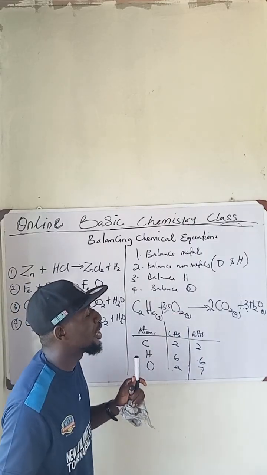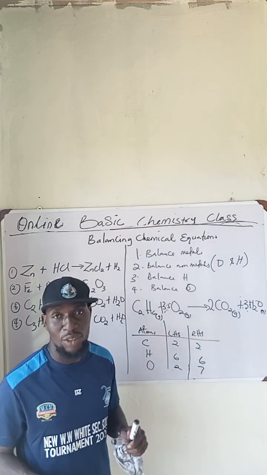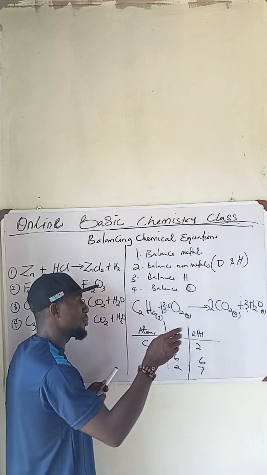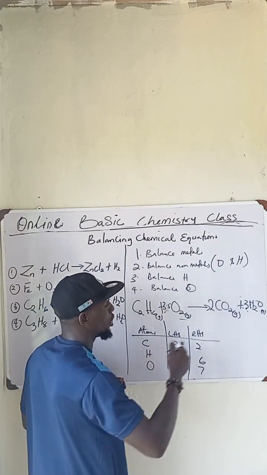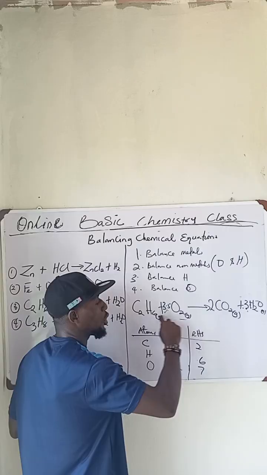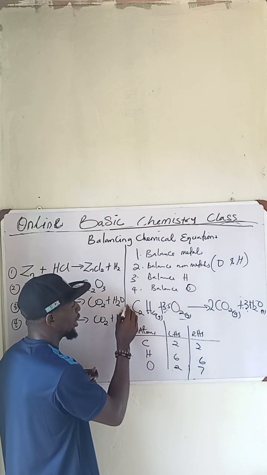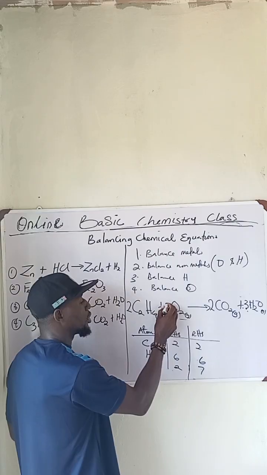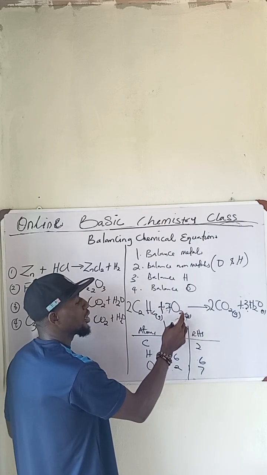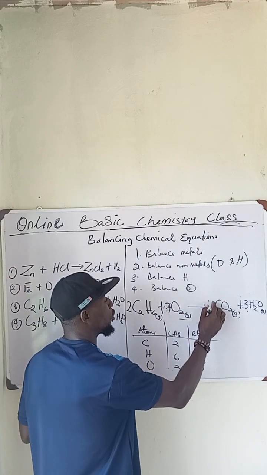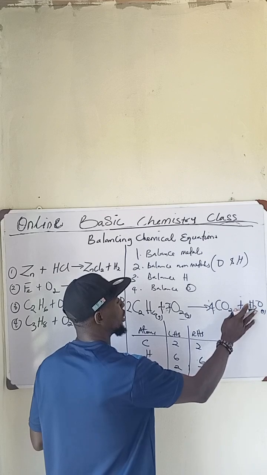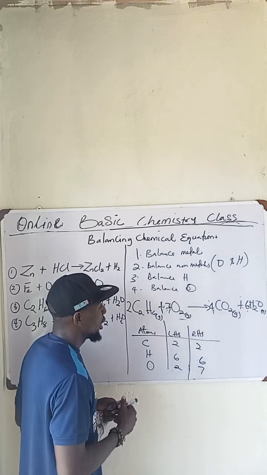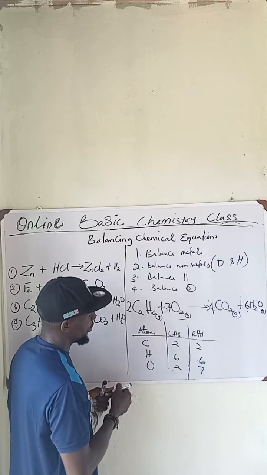But in an equation, we don't have fractions or decimals. So I will make everything whole by multiplying everything by 2. I'll multiply the entire equation by 2. So if I do that, I'll have 2 now here. 2 times 3.5 is what? 7. Are you following? Now, 2 times 2 is what? 4. 2 times 3 is what? 6. So now let's check the number of atoms here.